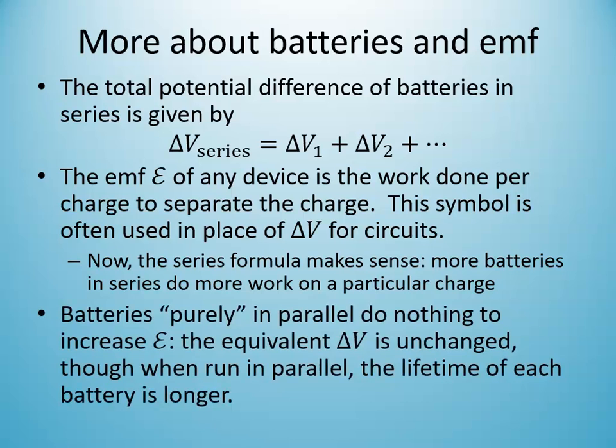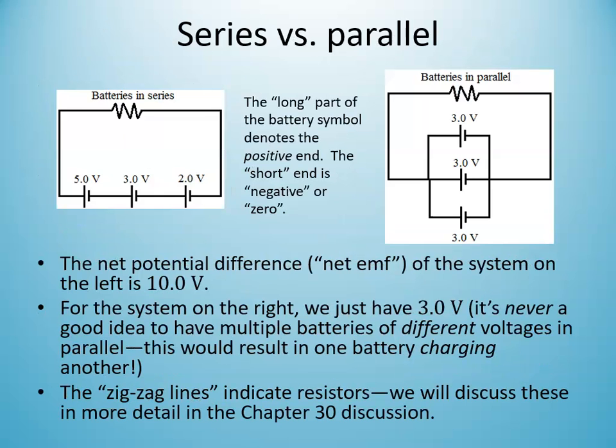Now, what we mean by series and parallel, I'm going to show on diagrams in the next slides, but when you have batteries that are in parallel, the electric potential difference doesn't end up changing, but the lifetime of the batteries is going to be longer. The lifetime of your device will be able to be longer. So in this situation on the left, I have a 5 volt, a 3 volt, and a 2 volt battery all in series. Well, these just add up together. So 5 plus 3 plus 2 is 10 volts.